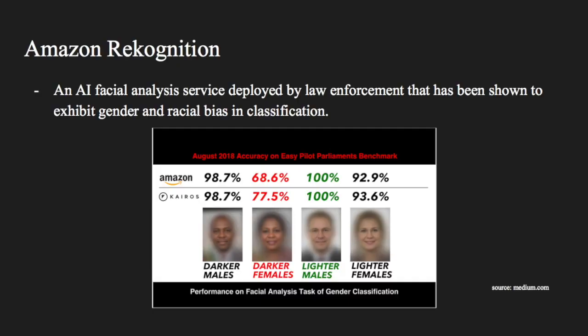So moving into bias, Amazon Rekognition is an AI facial analysis service deployed by law enforcement that has been shown to exhibit gender and racial bias in classification. And the reason for this is that datasets commonly used to test these sorts of software are composed of high percentages of white, pale males, as Facebook was scrutinized for in 2014.